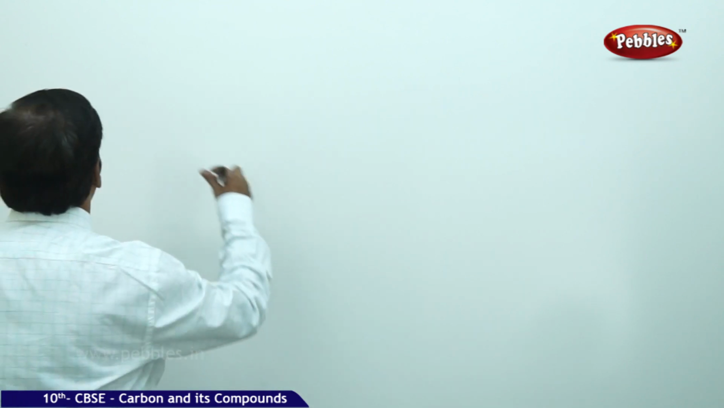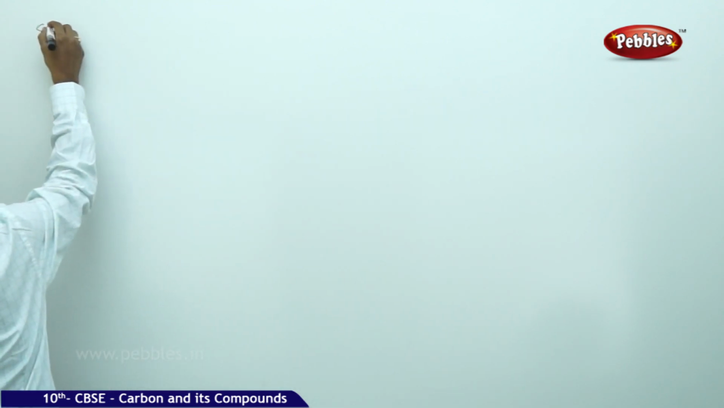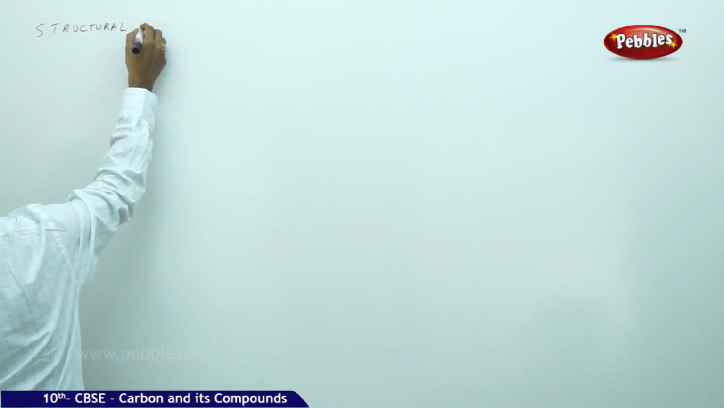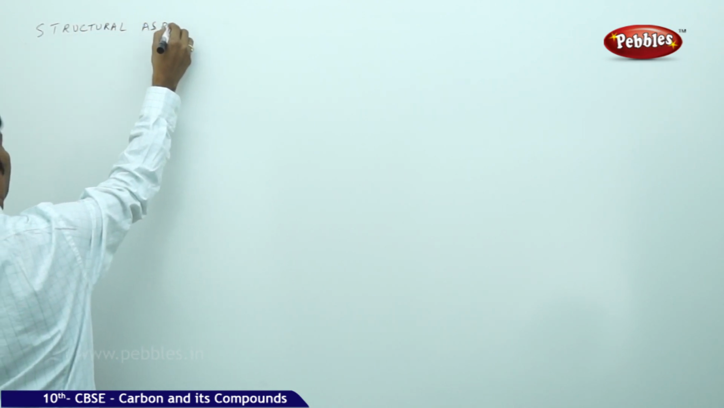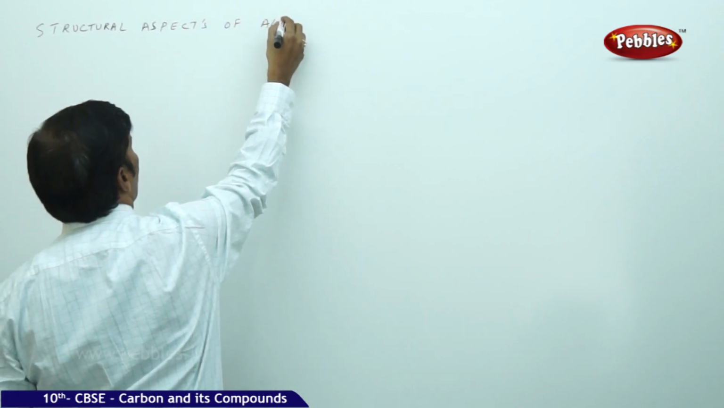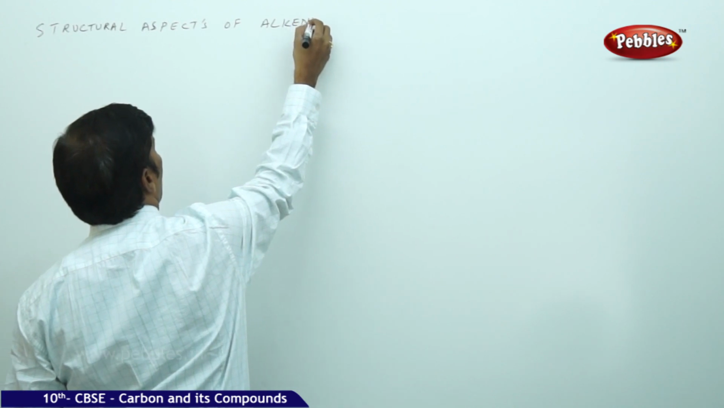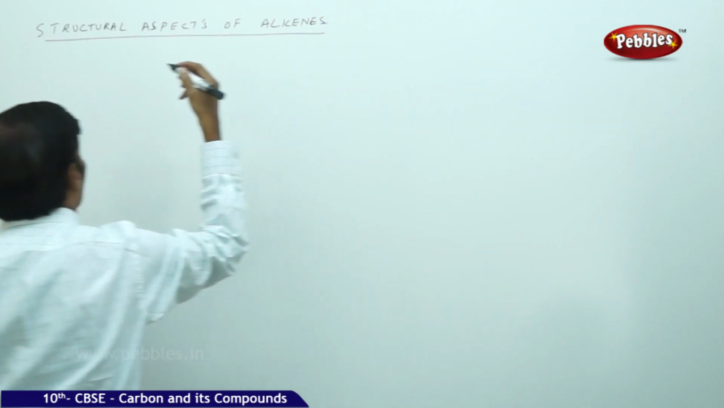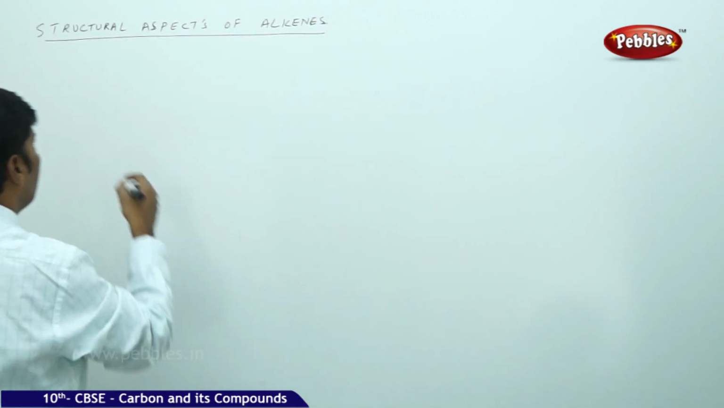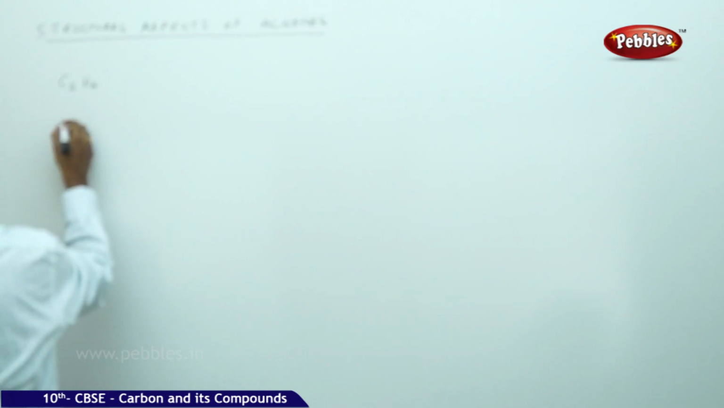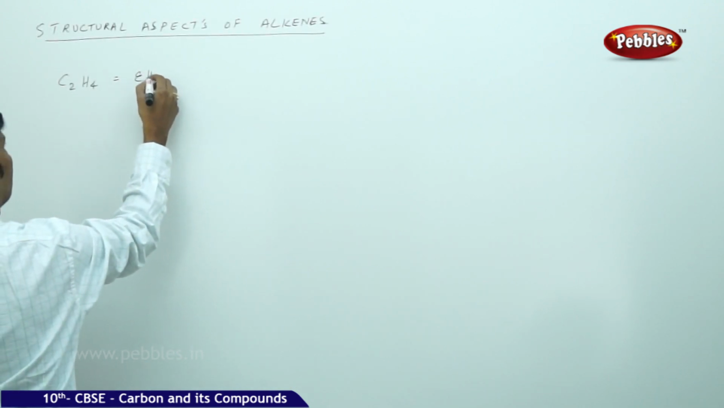So next part of the discussion, next structural aspects of alkenes. If we go to the structural aspects of alkenes, the simplest alkene is C2H4. This is ethene.